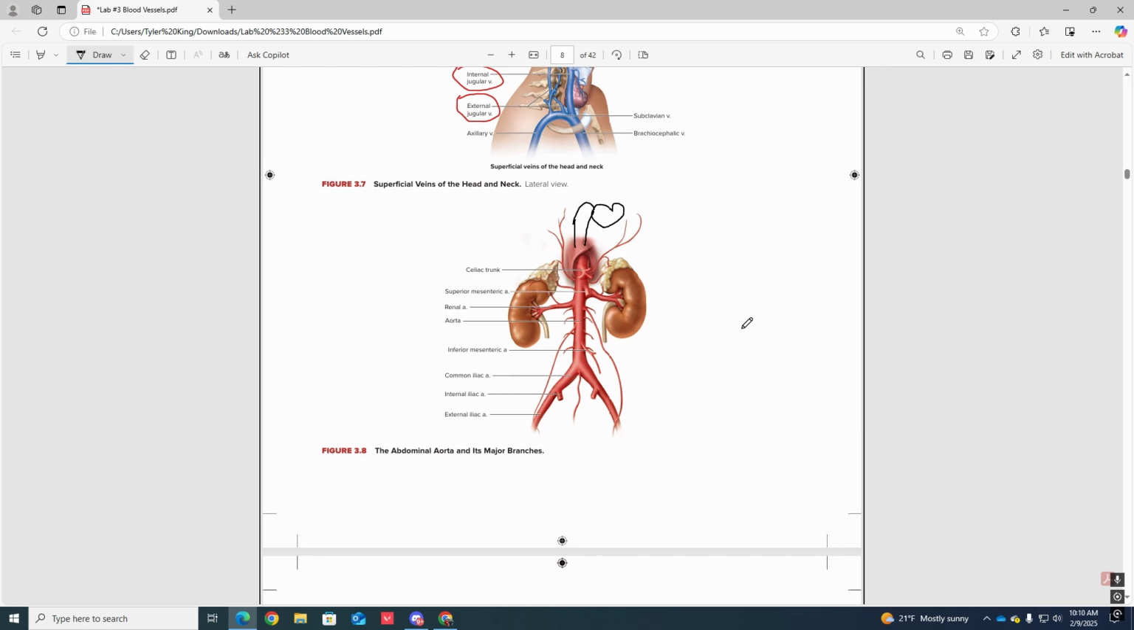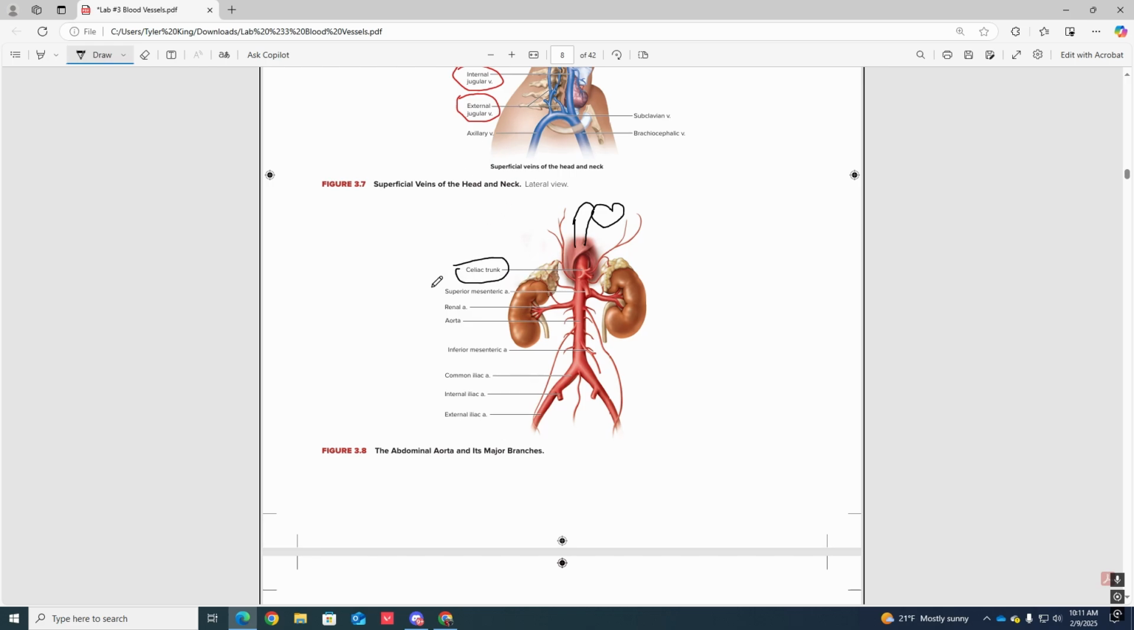Let's start from the most superior vessel here, and that is the celiac trunk. The celiac trunk, the most superior, is supplying blood to the stomach, liver, and the spleen. So this is going to break off to become the left and right gastric artery. It also becomes the hepatic artery and the splenic artery. So that's this guy, the celiac trunk.